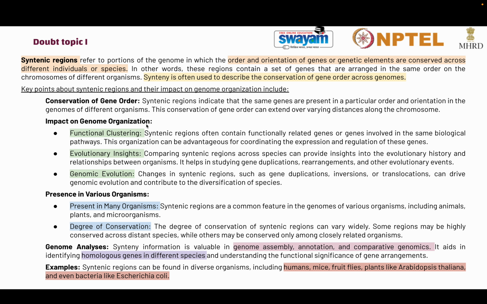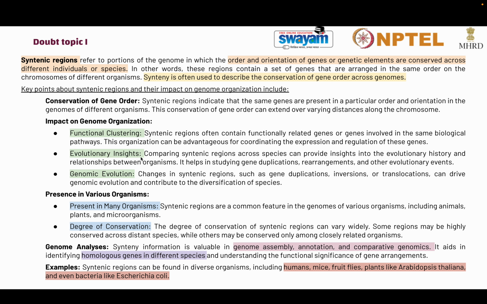Now, what is the impact on the genome organization? Functional clustering, which means that these syntenic regions often contain functionally related genes, or genes which are helping one another in their functions, or sharing some common pathway, due to which if they are present together, they will be expressed together and they can coordinate their function. So this functional clustering is one of the impacts on genome organization.